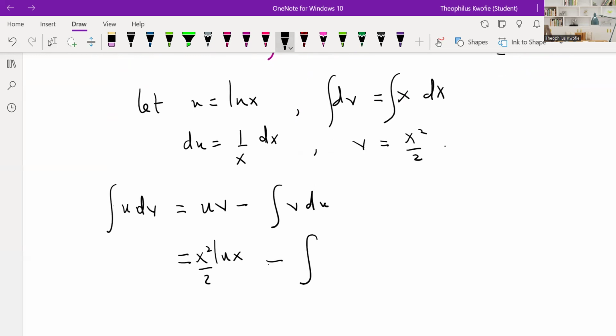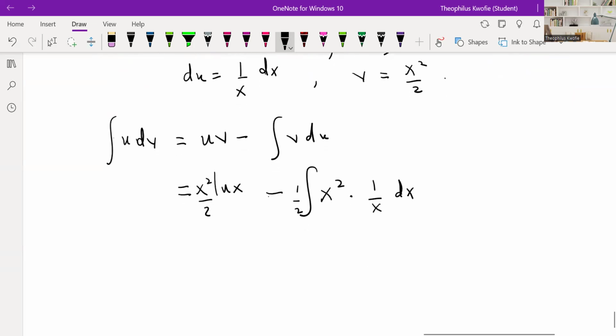Then minus, what is our v? Our v is x squared on 2, but I can pull out the half outside. And then my du is 1 on x dx. Is that okay? So over here we can do some cancellation. So this cancels that.